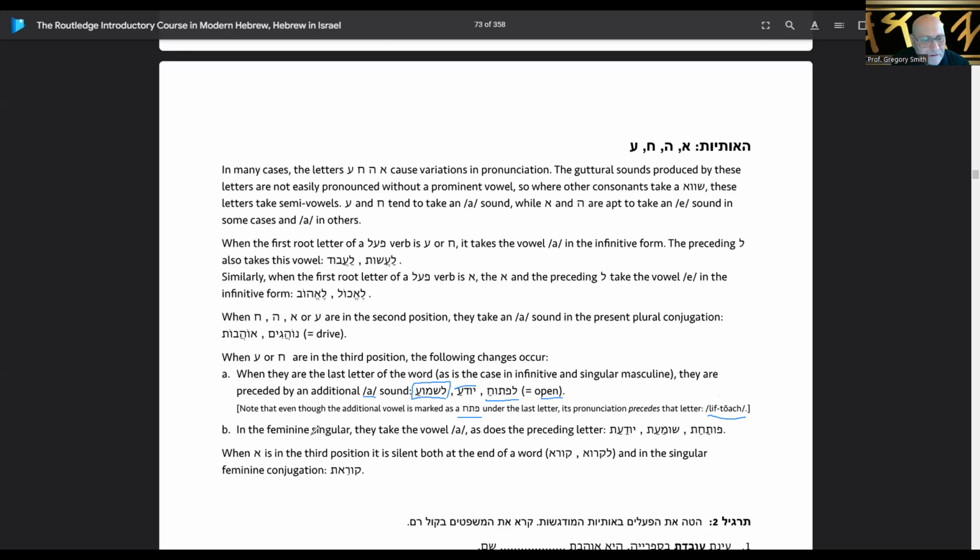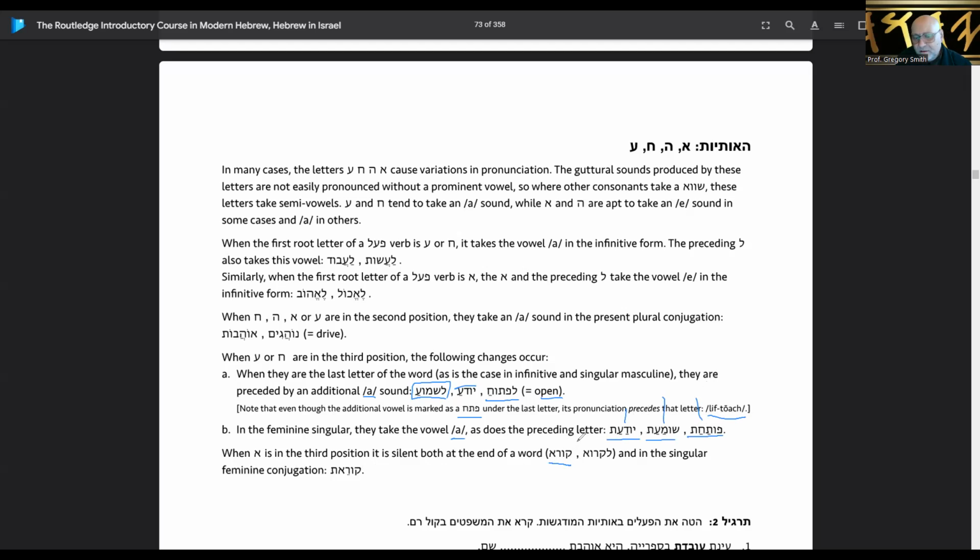Okay. All right, number B. In the feminine singular, they take the vowel ah sound, which is usually a patach, as does the preceding letter. Okay, so yodaat, that's she knows. Shomaat, she hears. Potachat would be she opens. Okay, when the aleph is in the third position, it is silent at the end of the word.